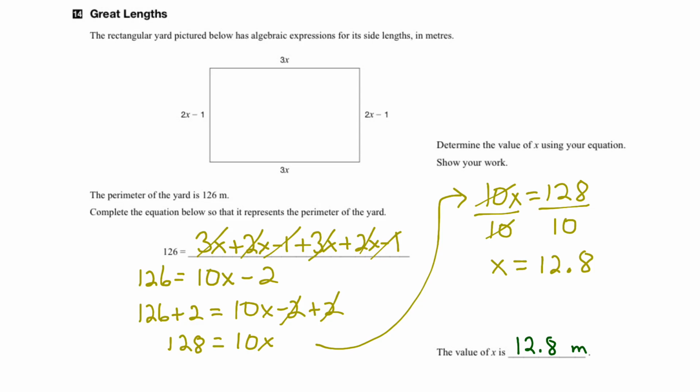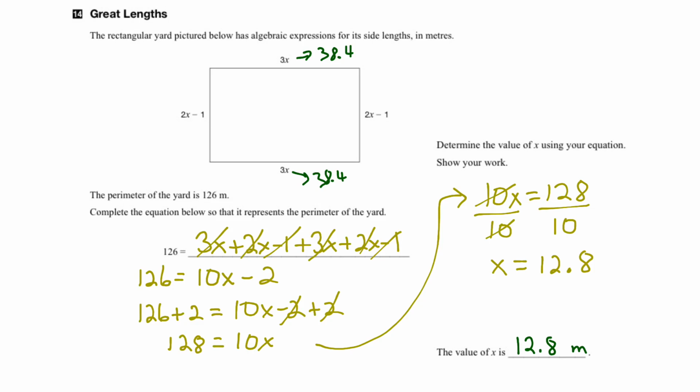Now if you wanted to be sure you got the right answer, we could take this value and substitute it back in here to see what we would get. We could put it in for the length, we could put it in for the width, add all these up and see if we get 126. Well, 12.8 times 3 would be 38.4, and that would be the same for the top and the bottom.